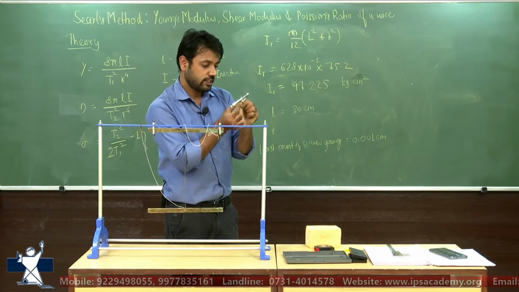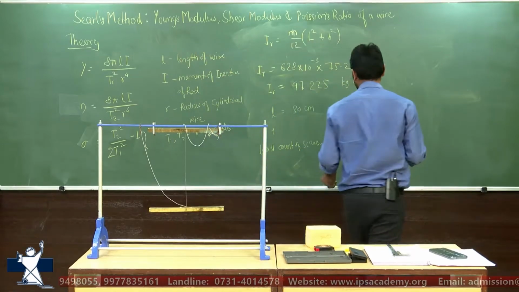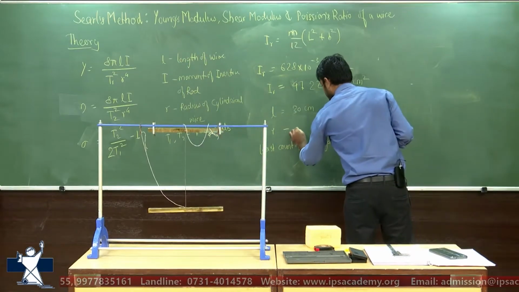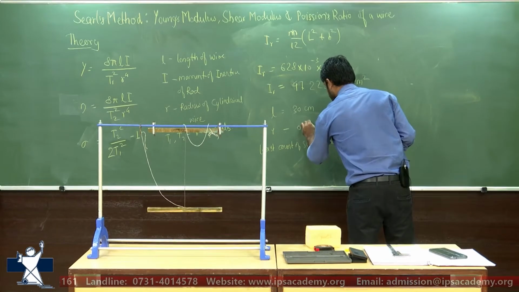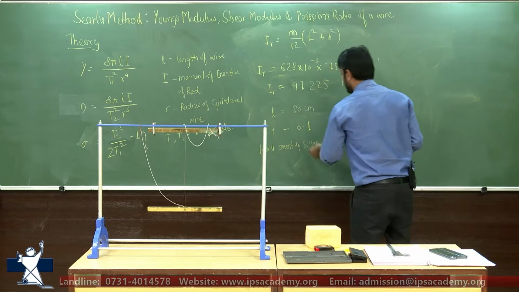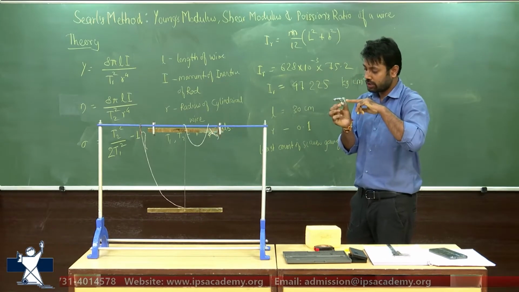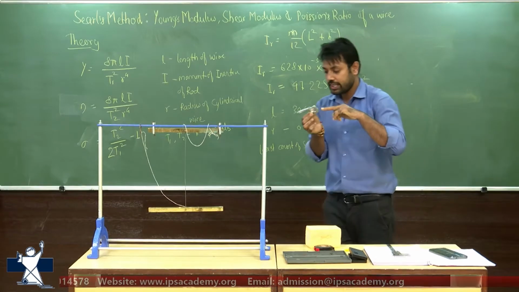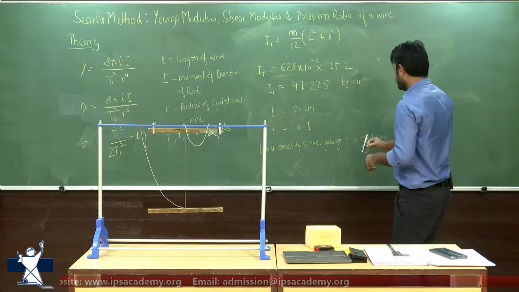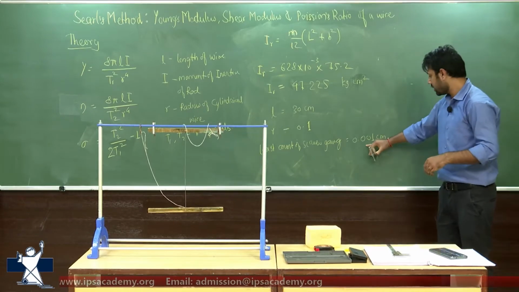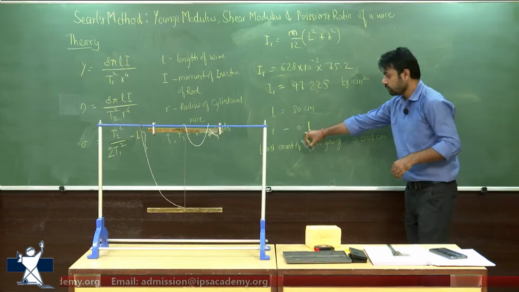So the main scale reading is 0.1 or 1 millimeter. So the main scale reading is 0.1 centimeter. We are doing all the calculations in centimeters, so I am going to write down that the main scale reading is 0.1 centimeter and the circular scale reading is 7. The circular scale reading should be multiplied with the least count, so this will be equal to 0.007 and added to the main scale.